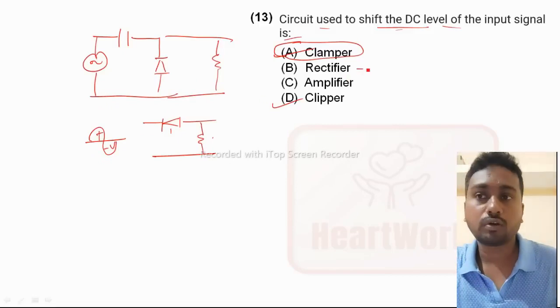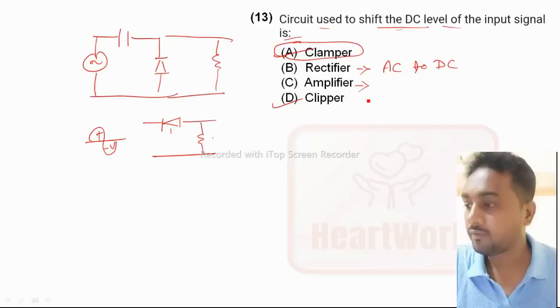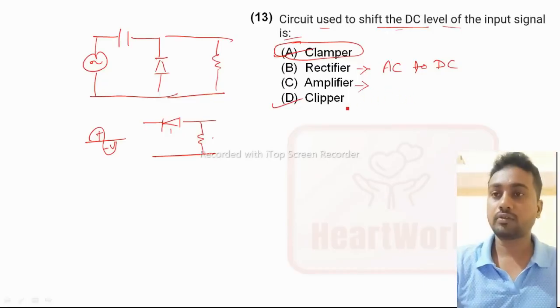Here, if we talk about rectifier, it is used to convert AC signal to DC signal. And amplifier, what is amplifier? Amplifier amplifies the magnitude of input signal. Okay, coming to the next question.